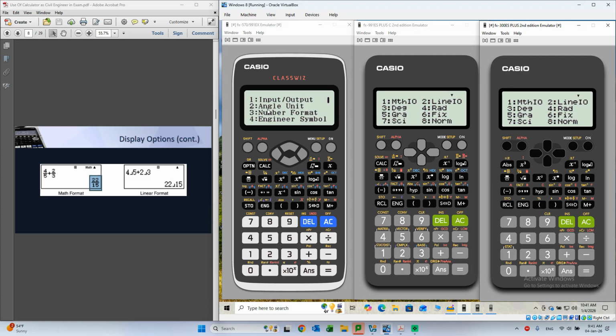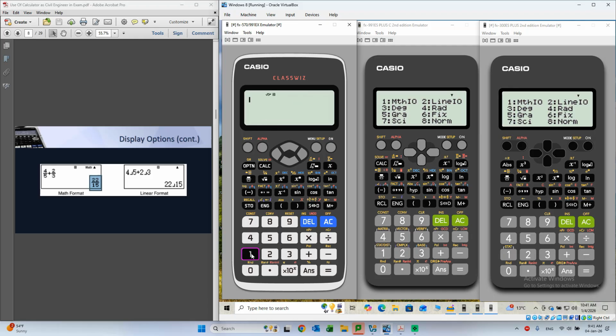The second is the angle input here, the angle. In those two, the Casio 991 ES and the other ES, you can see them as degree, gradient, radian, we have it here. So you have the three of them, all of them inside the number 2 we have it, angle unit. So you can choose degree, radian and gradient. You can choose any of them that you want.